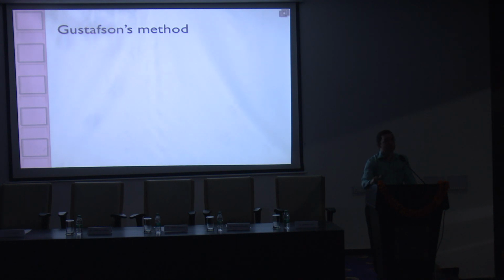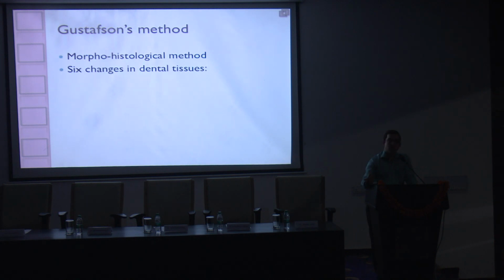It's named after the person who developed it. His name is Gustafson. He is from Sweden. So what Gustafson said is that we can assess age using certain changes that occur on the surface of the tooth and also on some of the tissues within the tooth. So that's why we call it a morphohistological method, because you can appreciate certain aspects on an unsectioned tooth, but certain other aspects you will have to section it and examine it on the inside.